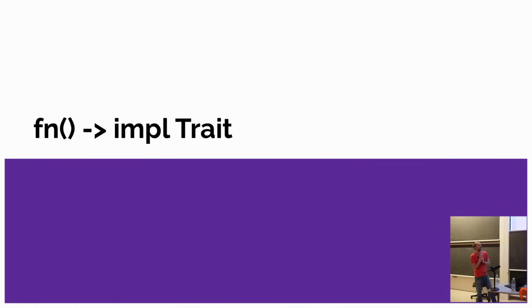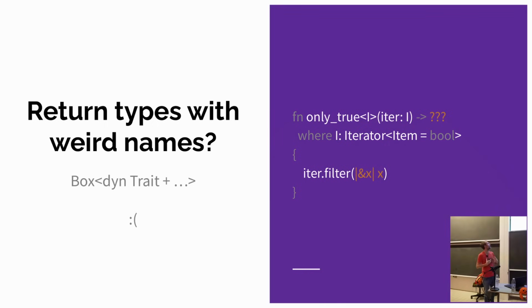Let's start with the one that we've all come to love, which is also the first one that landed in Rust 1.26, which is impl Trait in return position. So what problem is this trying to solve? Well, return types that have weird names is really where this is coming from. So imagine you have a function like the one on the right, where you want to return some type, but the type there is kind of hard to name. In fact, it's impossible to name because it includes a closure, and closures do not have nameable types in Rust.